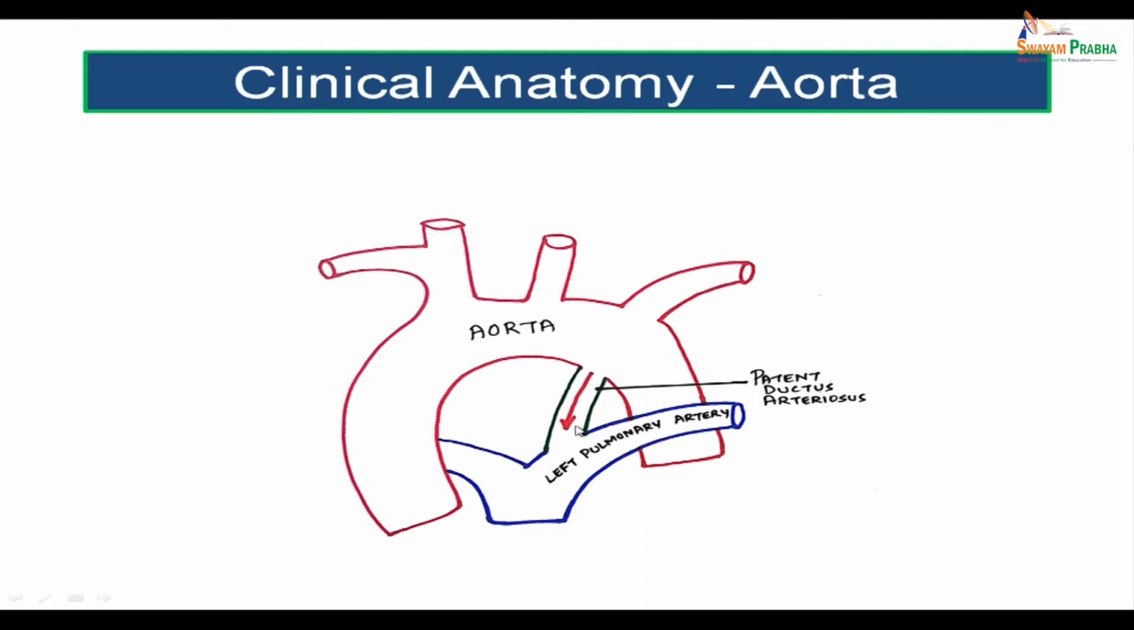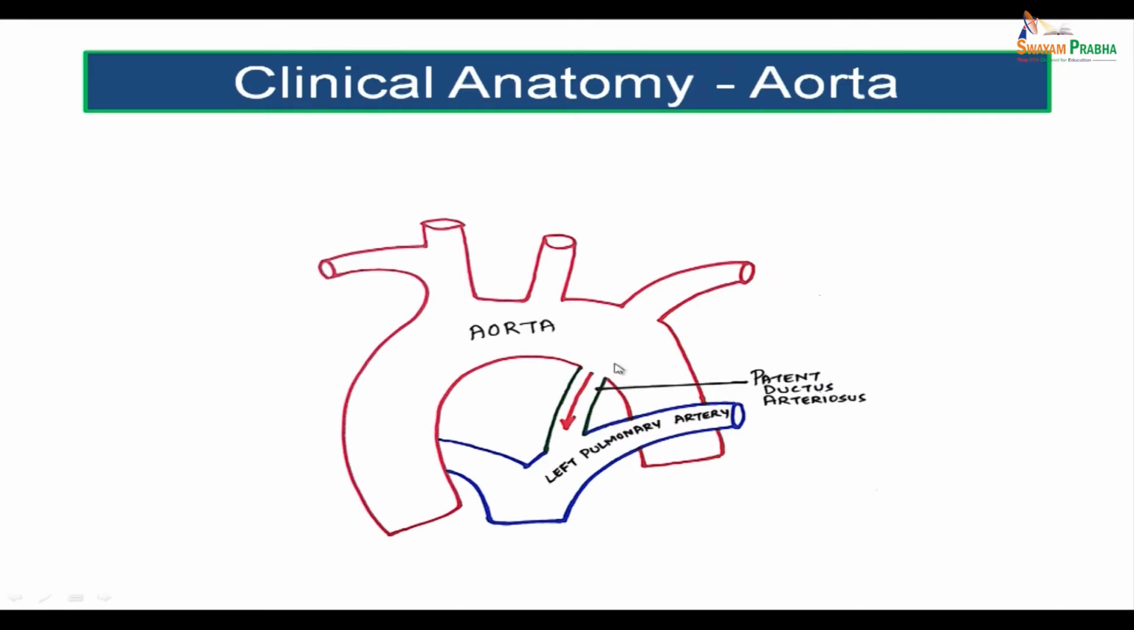Occasionally, you find this ductus arteriosus remains patent without undergoing involution. So, there is no formation of ligamentum arteriosum. So, it remains patent. Then what happens is the blood from the aorta will enter the pulmonary artery. It is going to connect the left pulmonary artery with the arch of aorta, just distal to the subclavian artery, that is the left subclavian branch.